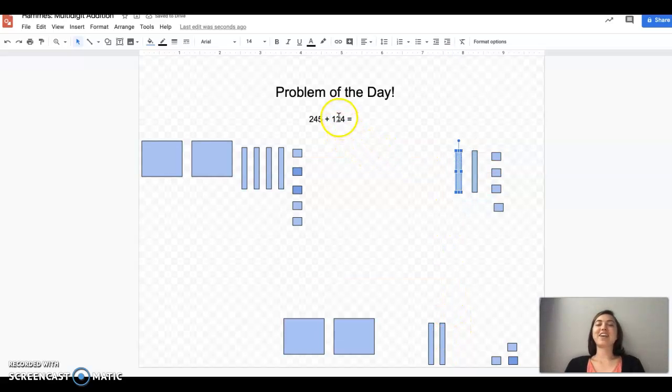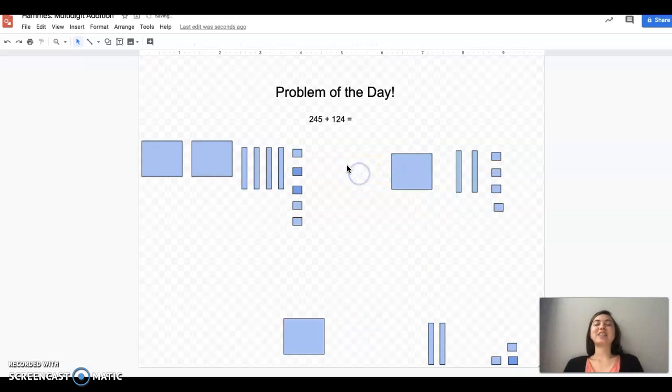Okay, let's look at our hundreds place next door. How many hundreds do I have? 1. So do I need both of these squares? Just 1. Excellent. So we are adding 2 large values, 2 multi-digit numbers.